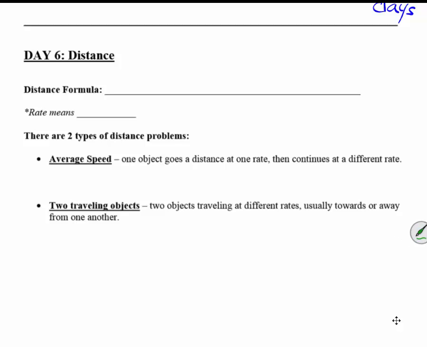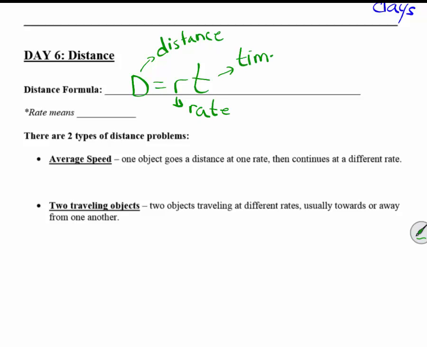And last year in science you learned that the distance formula is D equals RT. D stands for your distance. R is for rate. And T is for time. The rate in this case actually means the speed at which it's traveling. So when we say R, we're really meaning the speed.